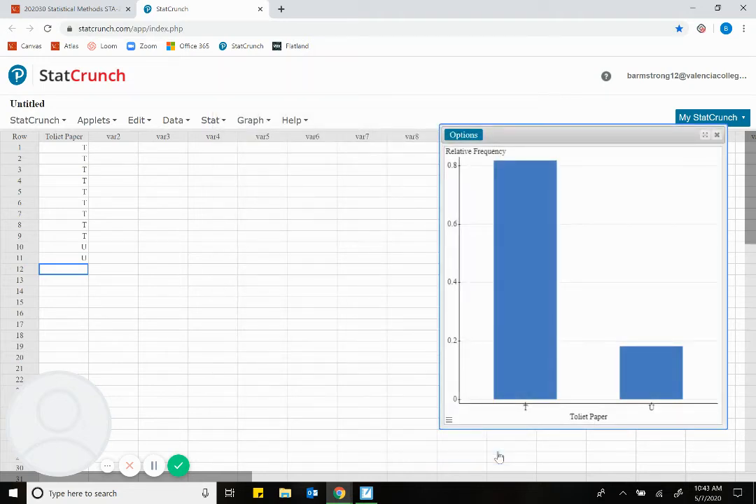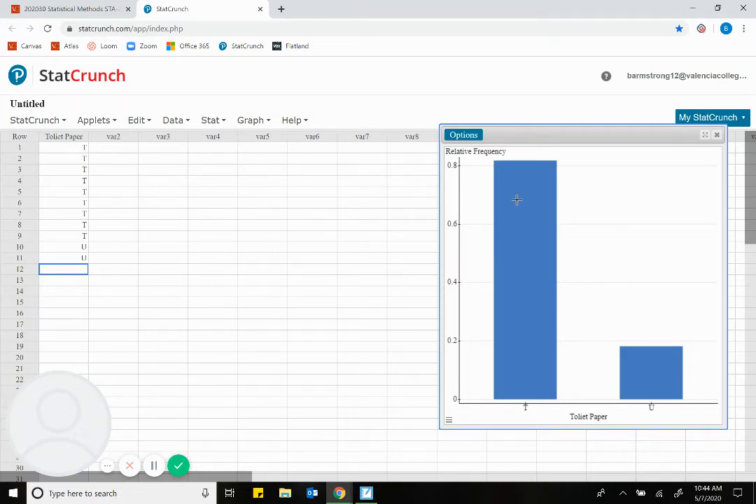So there's my relative frequency. If I divide 2 by 11, this is about 18% or 0.18, because it keeps repeating. And this one is about 82% or 0.82, because it's 0.818181 repeating. So there are your relative frequencies.